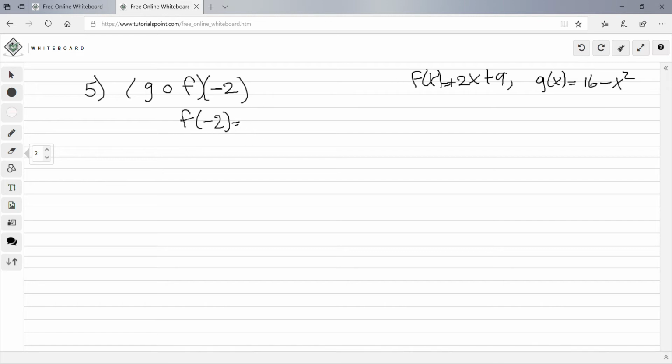So here's the function f. f of negative 2 would be 2 times negative 2 plus 9. So that's negative 4 plus 9, which is positive 5. So f of negative 2 is positive 5. What we're doing is putting this 5 inside of this function. This sounds weird, I know. So it's like saying g of 5.